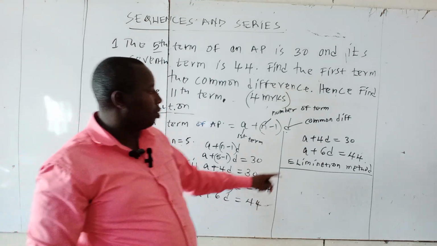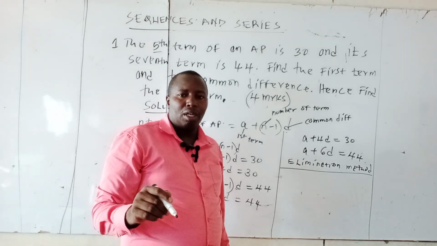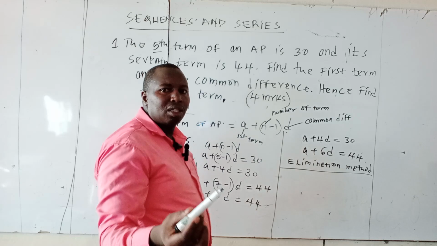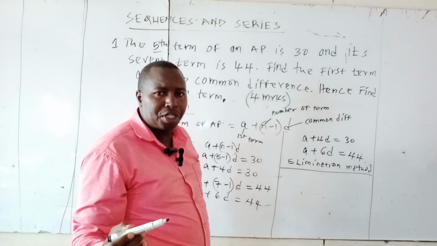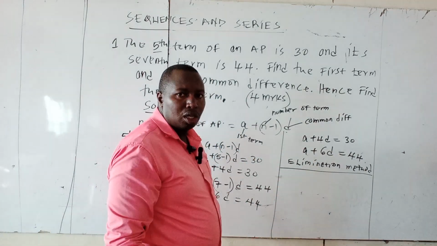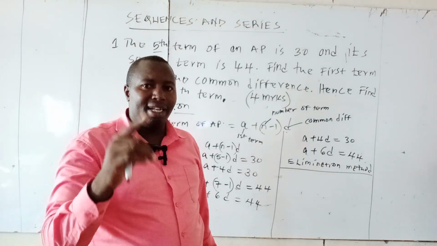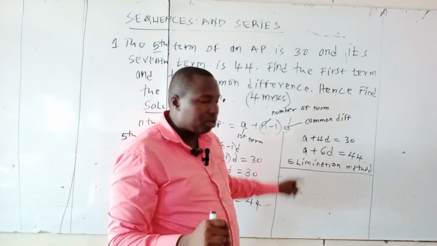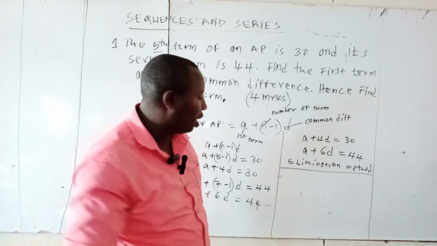When you want to eliminate, you check a plus 4d equals that, and a plus 6d equals 44. Now, with these two equations, you check which one is easier to eliminate, meaning to make it 0, to remove it completely. The best one is a, because you have a and a. You can only eliminate by two things: you either add or you subtract. So to eliminate the a, you are supposed to subtract.